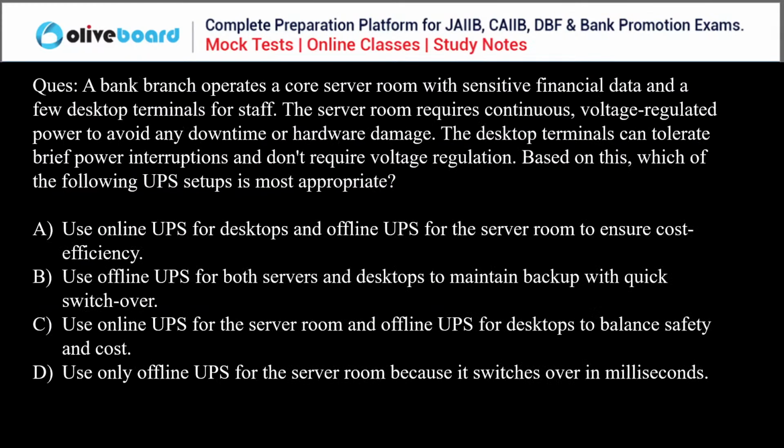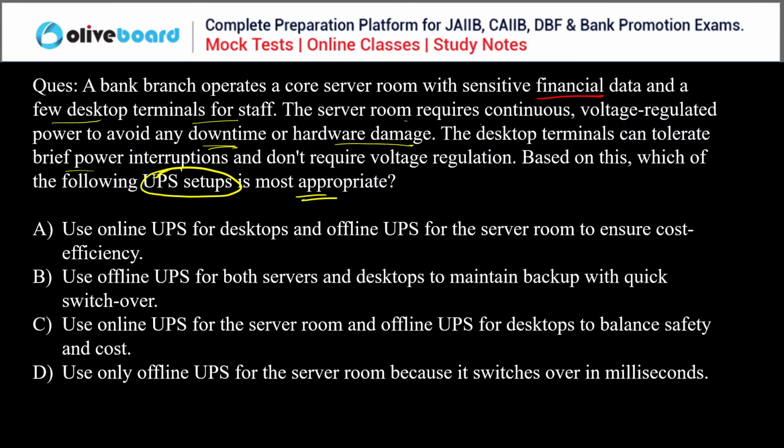Okay, now next question. A bank branch operates a core server room with sensitive financial data, and a few desktop terminals for staff. The server room requires continuous voltage-regulated power to avoid any downtime or hardware damage. The desktop terminal can tolerate a brief power interruption and doesn't require voltage regulation. Now, based on this, which of the following UPS setups is most appropriate?